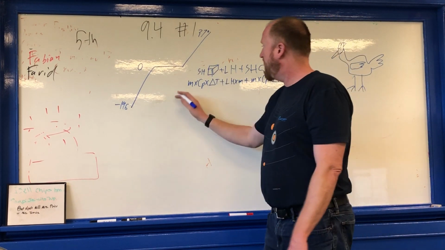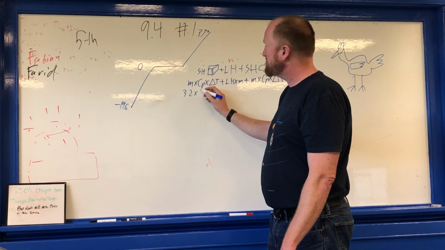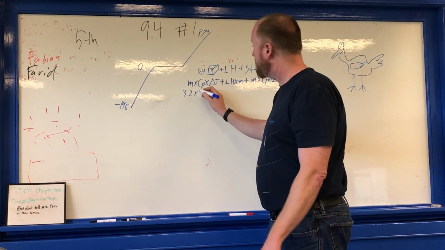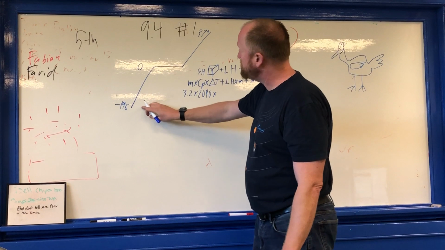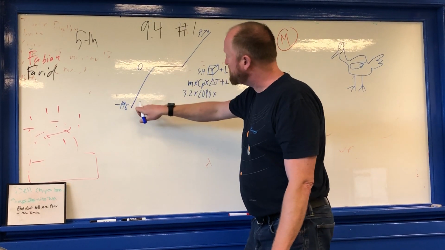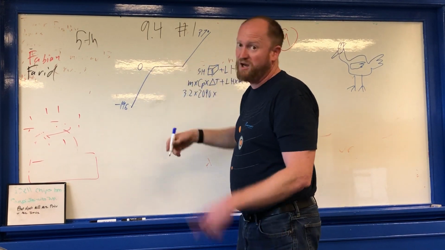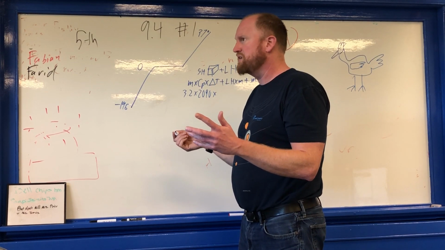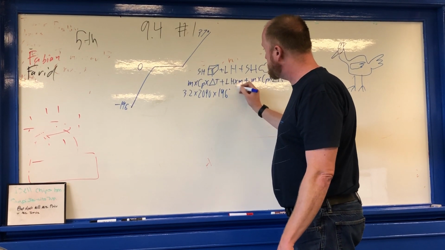So, mass of the chicken, in my case it's a chicken, 3.2, times the specific heat of ice. Now the specific heat of ice is less than it is for liquid water. It's 2090 times the change in temperature. Going from negative 196 to 0 is an increase of 196 degrees, right?